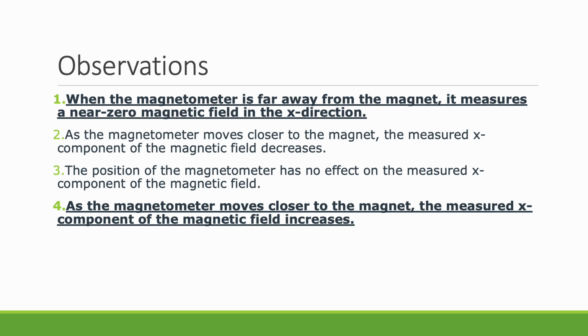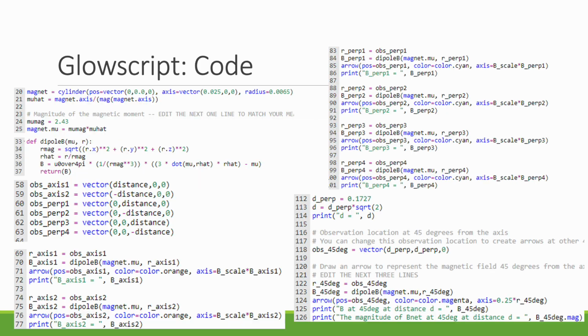So out of the observation statements provided in the lab instructions, only 2 were true. That is, when the magnetometer is far away from the magnet, it measures a near zero magnetic field in the x direction, and as the magnetometer moves closer to the magnet, the measured x component of the magnetic field increases.